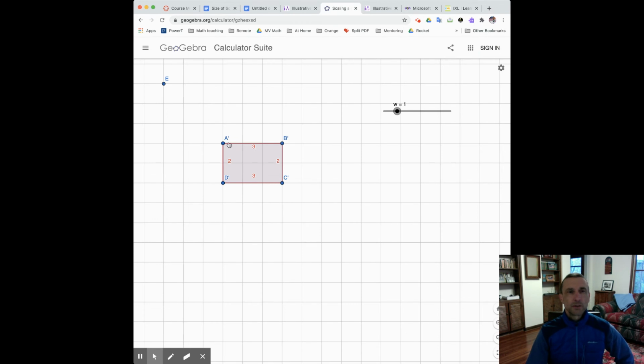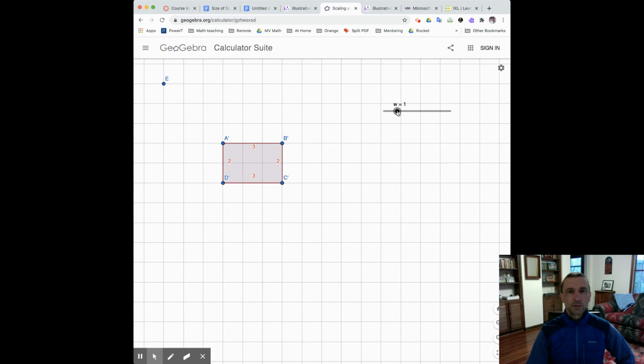Here's a rectangle that's 3 measurement units in one direction and 2 units in the other direction. The scale factor is currently set at 1. 1 times 3 is 3. 1 times 2 is 2. So the new diagram and the old are exactly the same.